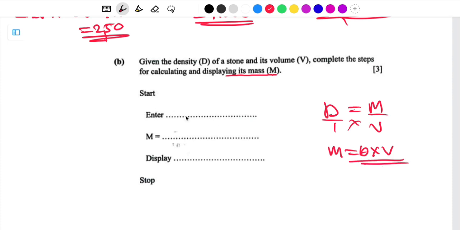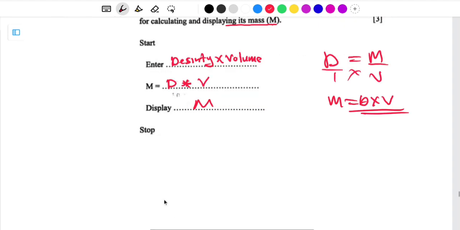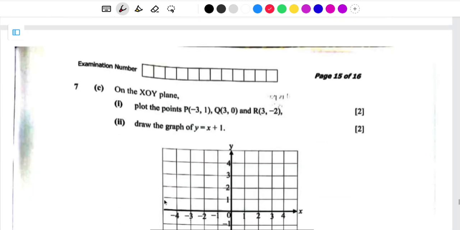So what are we entering here? We are entering density multiplied by volume. Then what are we going to put here? We are putting the formula. So we have to use the abbreviations. So that is D multiplied by V. Then what are we going to display here? We are going to display M, which is the mass. Then stop. So that is how you're supposed to answer that one.